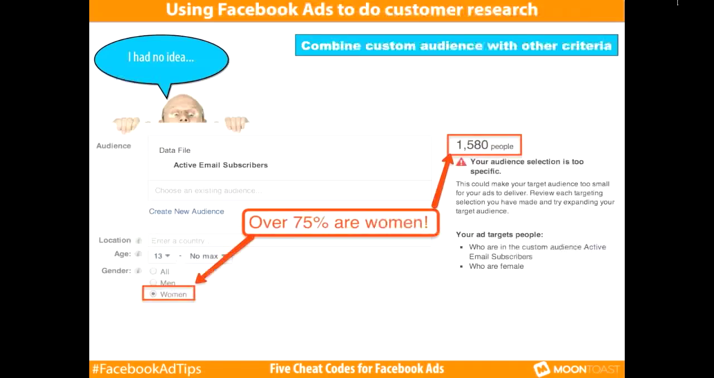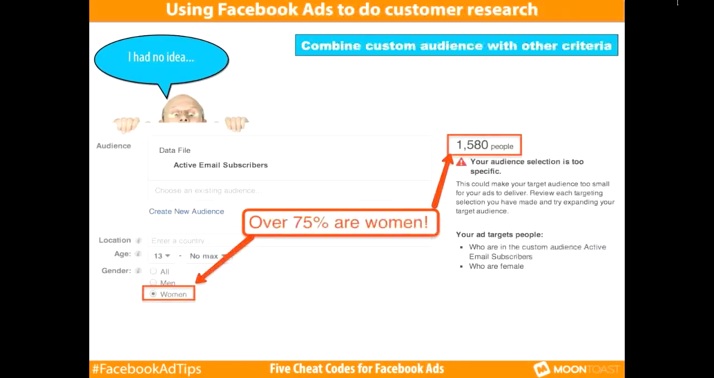here's another example: active email subscribers who are female. So now I'm eliminating the factor of my Facebook page. The Facebook page is out of the equation at this point, okay? And again, I don't have the numbers on this list, but the calculation I had was over 75% are women, okay? So I can go to my email list, I can click women in the Facebook ad tool, and it will show me how many people are women.